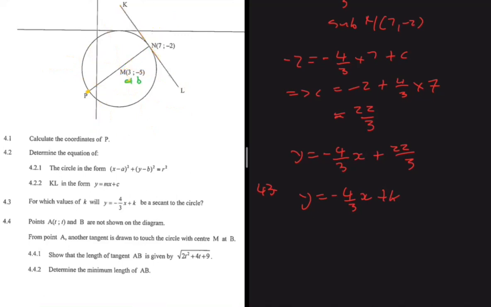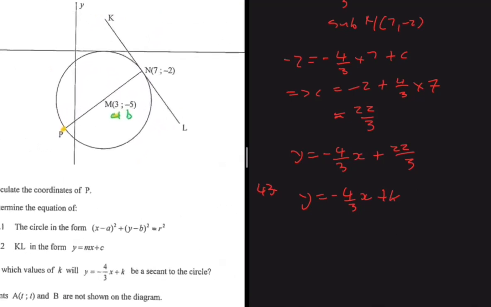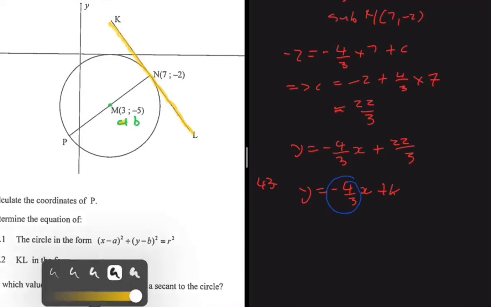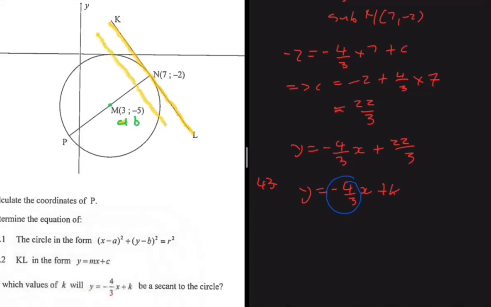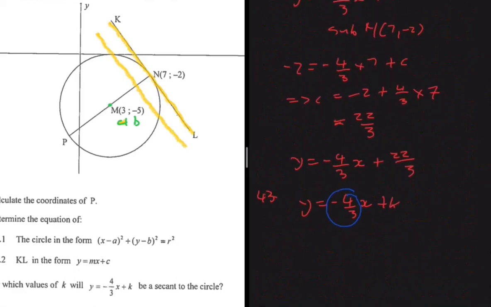But then, yeah, I don't think this question was easy at all. But let me propose something here. The gradient of this line KL is equal to -4 divided by 3, right? And the line we are also interested in has a gradient of -4 divided by 3, right? So let me show you something. If we shift k some units, and then it's somewhere here, it still has the same gradient, right? Then it will be a secant to our circle, right?